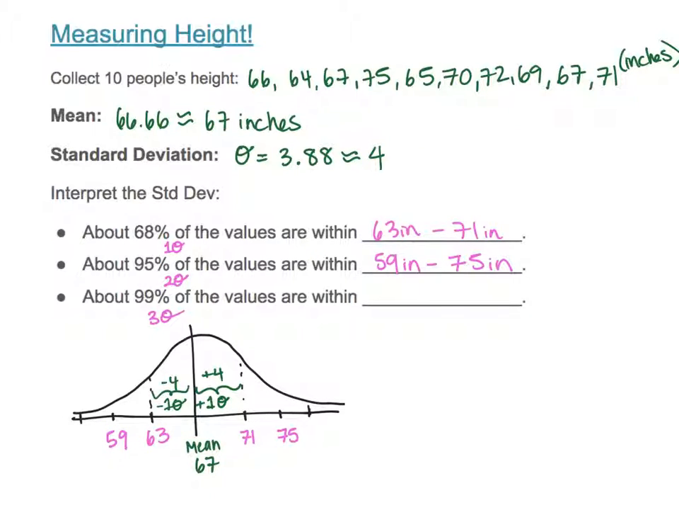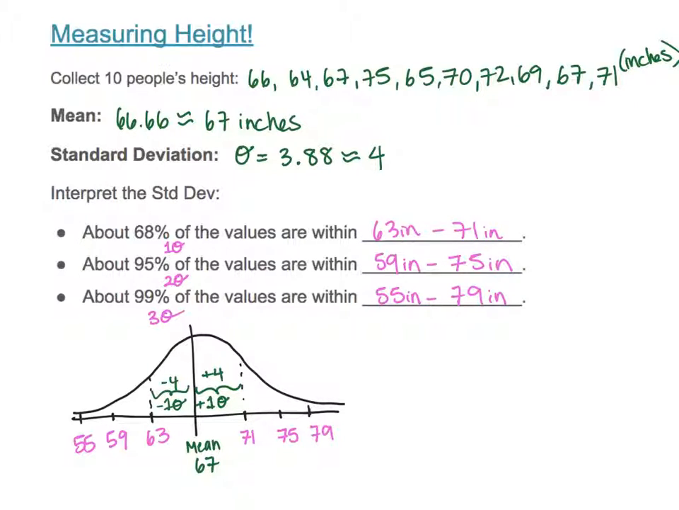And if I want to calculate 3 standard deviations, that is going to be, let's see, 75 plus 4 gives us 79. And then if I take 59 and subtract 4, I get 55. So 55 inches to 79 inches. All right. So there we have it. Within 99% of our data is between 55 inches to 79 inches.